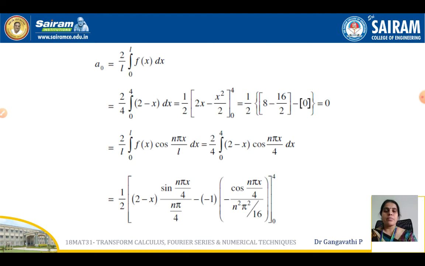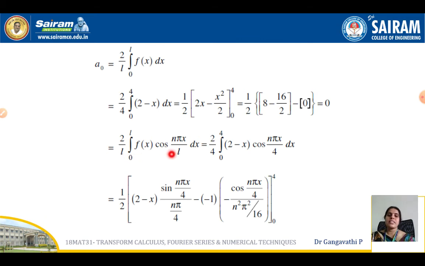So a0, the expansion for a0 is 2 by L integral 0 to L. I have already told you why this is 2. f of x dx, and substituting for f of x in the interval 0 to L, that is 2 minus x into dx, 1 by 2, and this is the thing. So half into 2x minus x square by 2 between the limits 0 and 4, and substituting the limits, upper limit minus the lower limit, we get this answer, and the value of a0 is 0. So an is 2 by L integral 0 to L f of x into cos n pi x by L, which is the formula for an.